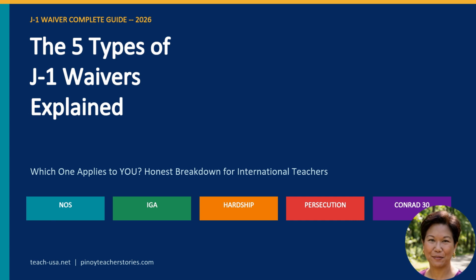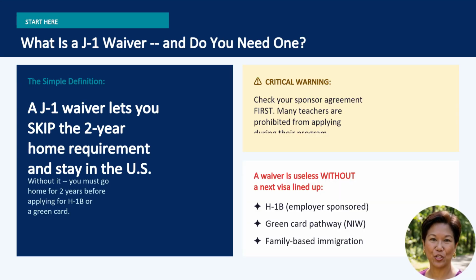Let's get into it. First, what exactly is a J-1 waiver, and do you even need one? If your J-1 visa is subject to 212E, the 2-year home residency requirement, a waiver allows you to bypass that requirement and stay in the United States legally. Without a waiver, you must return to your home country for 2 years before you can apply for an H-1B visa or a green card.